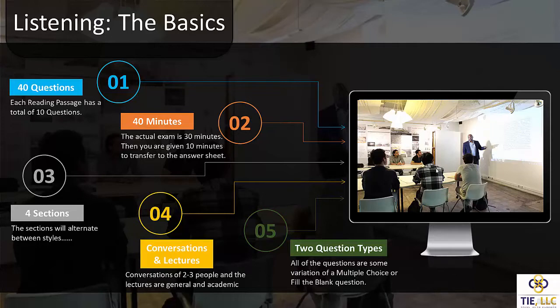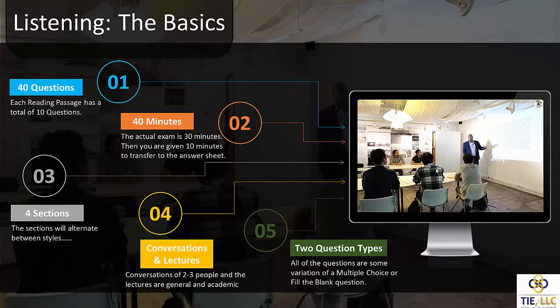Those 4 sections are going to alternate between conversations and solo presentations or lectures. Section number 1 is a conversation between 2 people. Section number 2 is going to be a general solo presentation by one person on a general life topic. Then section number 3 is going to be a conversation, but most of the time it's going to be between 2 to 3 people. And then finally in section number 4, they're going to give you really more of an academic kind of lecture.